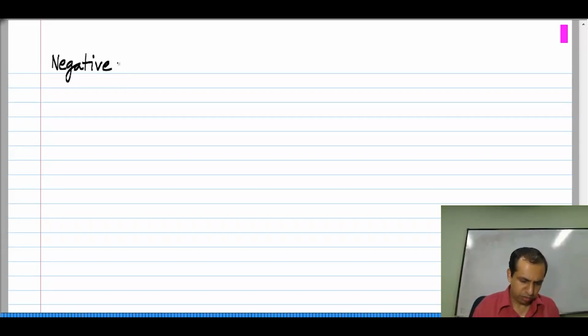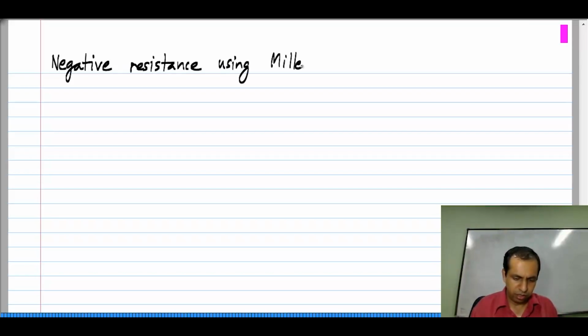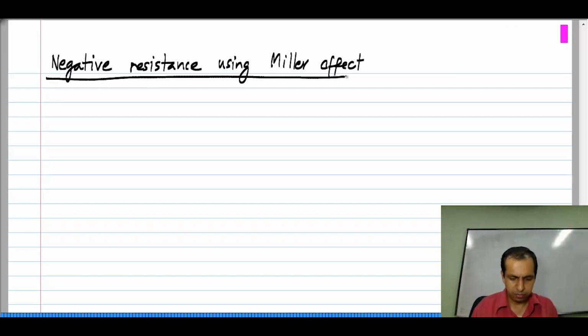In this lesson, we'll look at another example circuit, which is to synthesize a negative resistance using an op-amp. I'll say negative resistance using Miller effect. I'll explain what that is. Okay. Let's consider a non-inverting amplifier.